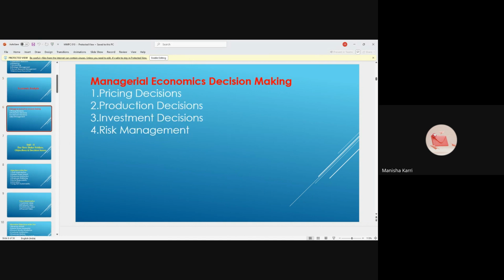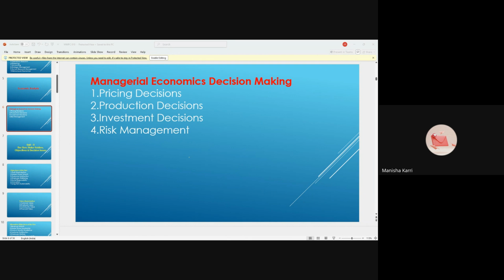Next one is managerial economics and decision making. I will tell you some examples of decision making in managerial economics by applying these different types of decisions. Coming to pricing decisions. So what are pricing decisions? Let us assume that a company may use price elasticity of demand to determine the optimal price point which maximizes revenue without significantly reducing sales volume. That is nothing but pricing decisions.